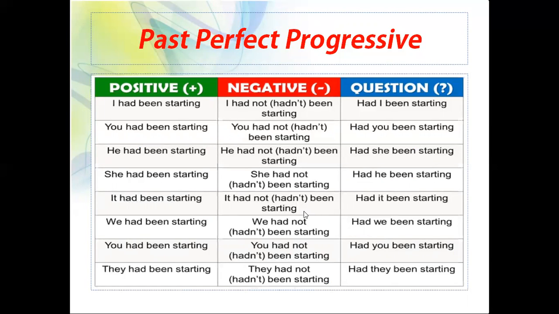It had not been starting. Had it been starting? We had been starting. We had not been starting. Had we been starting? You had been starting. You had not been starting. Had you been starting? They had been starting. They had not been starting. Had they been starting? Students, you can also try again and again. I insist you write your own sentences and just try.